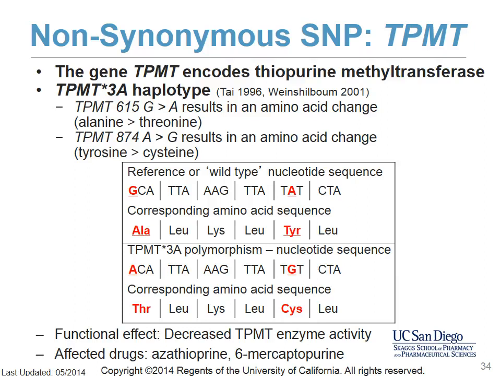The figure compares the wild type and variant nucleotide sequences and the corresponding amino acids encoded by each. The underlined red letters are the relevant nucleotides within the haplotype and the amino acids they encode. The first nucleotide substitution changes the encoded amino acid from alanine to threonine. The second change is from tyrosine to cysteine. The effect of the variant haplotype is to decrease TPMT enzyme activity. This will impact the pharmacokinetics of azathioprine and 6-mercaptopurine.